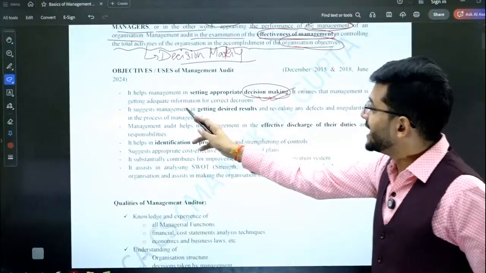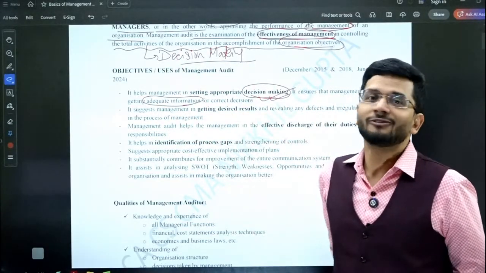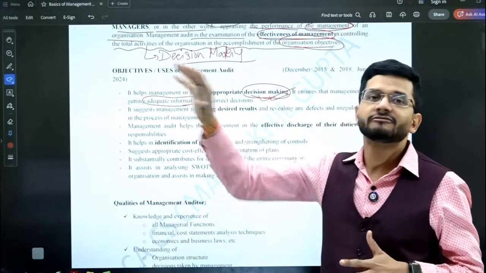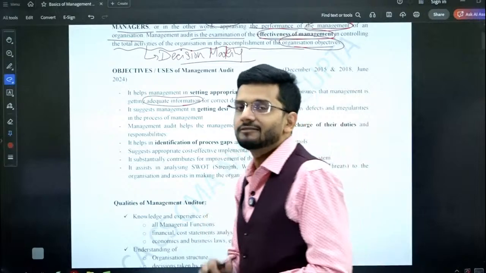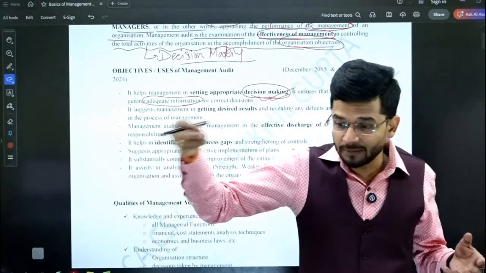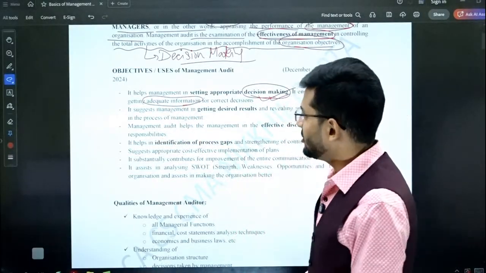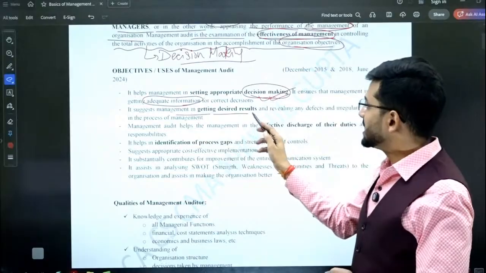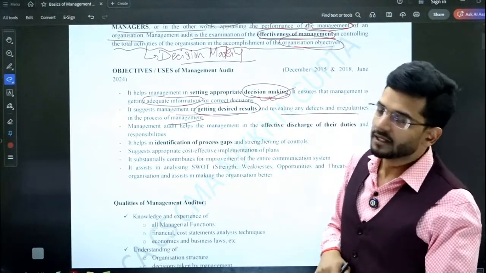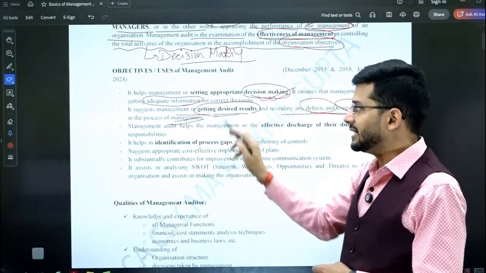It ensures that management is getting adequate information for correct decisions. Sometimes management is not at fault. The decision making requires relevant data, and data is not being fed to the management correctly. Sometimes that is at fault. Management is taking the right decision, but the data which is being given to the management is incorrect. That is also covered as a part of management audit. It suggests whether management is getting desired results and reveals any defects or irregularities in the process of management. So any kind of difficulties or defects in the management process is highlighted.